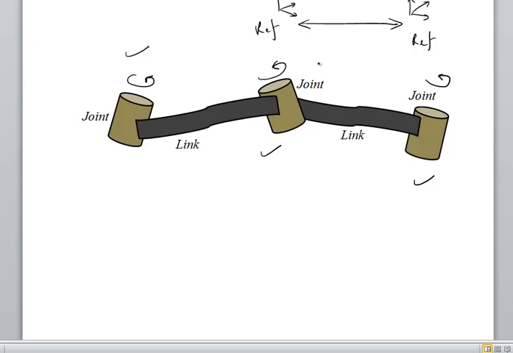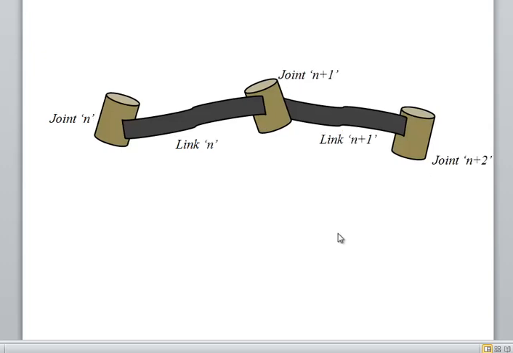That is what we are going to do here. So the first step is that we have to define the axis of each and every joint. First we will name the joints. Let me name the joint as N, the next one as joint N plus 1, and the next one as joint N plus 2. This naming convention we should always take care of, because the number of the joint will decide what is going to be the transformation matrix. The link that goes from joint N to N plus 1 we will call link N. Similarly, the link that connects joint N plus 1 to joint N plus 2 we will call link N plus 1.